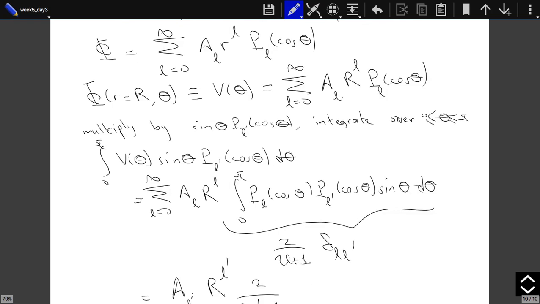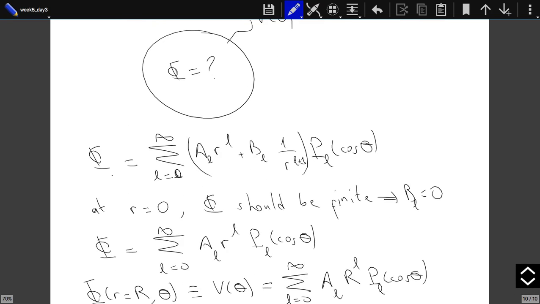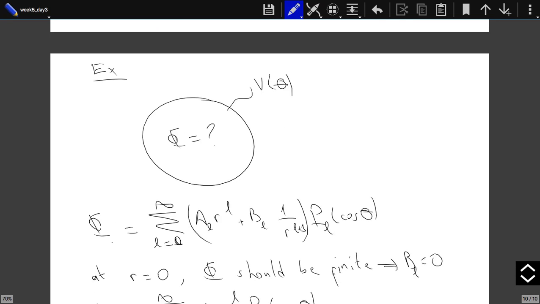We could have just as well looked at this problem differently. We could have said, okay, I have my sphere. On the surface of my sphere, the potential is given by V of theta, whatever that function is. What is the potential outside? I could have also asked that. The only difference in that case would have been that outside, I don't have the r equal to 0 region. The r equal to 0 point is not in the region where I'm trying to solve my Laplace equation. So this term is no problem.